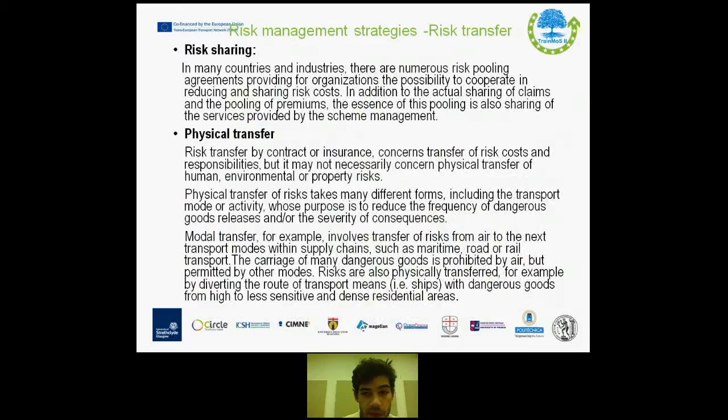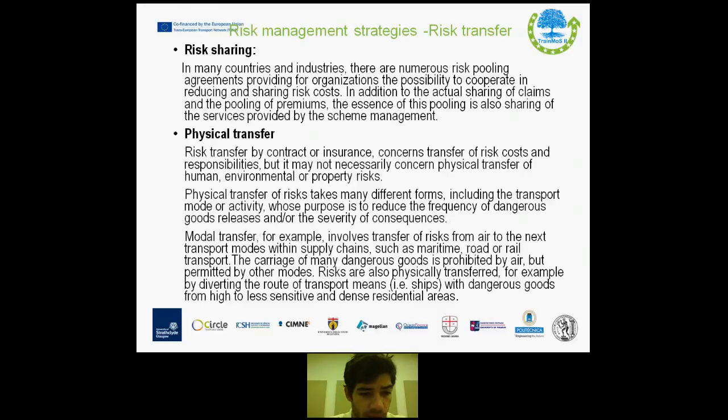A third way of transfer risk management strategies is the risk-sharing strategy. In many countries and industries, there are numerous risk-pooling agreements providing for organizations the possibility to cooperate in reducing and sharing risk costs. In addition to the actual sharing of claims and the pooling of premiums, the essence of this pooling is also sharing of the services provided by the risk management.